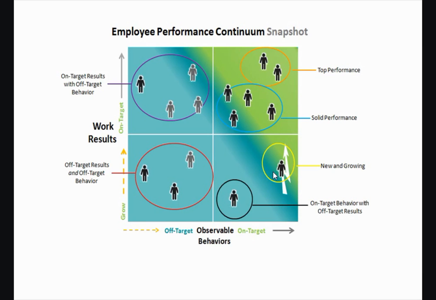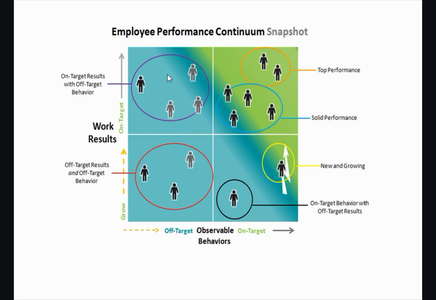Here's the individual who's new to the role and growing. Here's the individual who is not new to the role. They are on target in terms of their behaviors, but their results are lower than expected. More than likely, the people who are operating in the top right are absorbing this individual's job responsibilities.